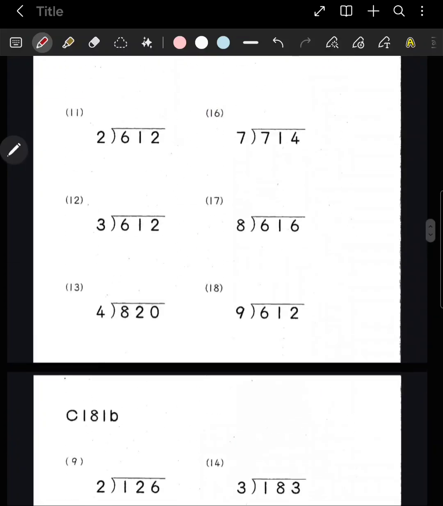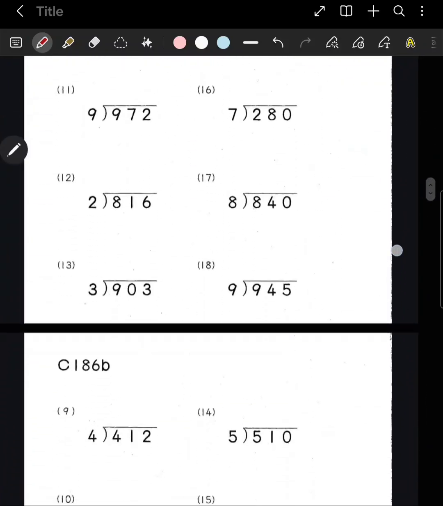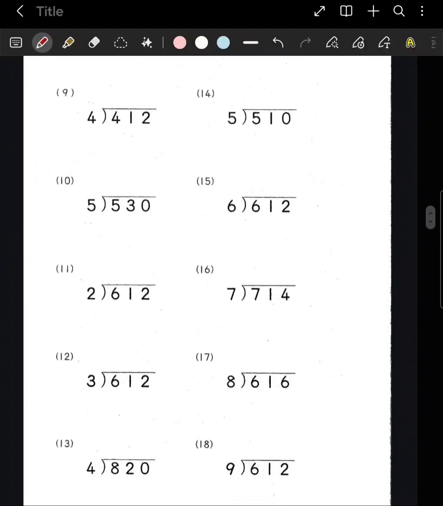So let's work on some questions with remainders. Before that, actually, let's try some questions with 0 in the middle. So let's try question 15, 17, and 18.